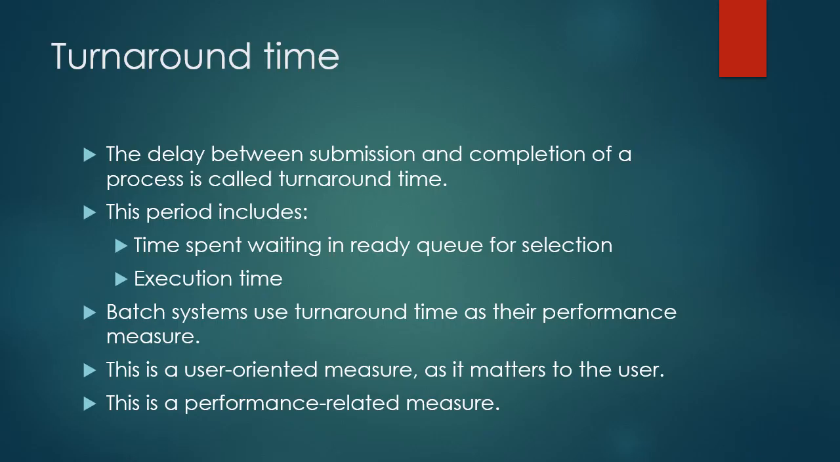The delay between submission and completion of a process is called its turnaround time. This period includes time spent waiting in a ready queue for selection and the actual execution time. Batch systems use turnaround time as their performance measure. A good system has small average turnaround time. This is a user-oriented measure as it matters to the user. The user will be happy with small turnaround times and frustrated with large turnaround times.